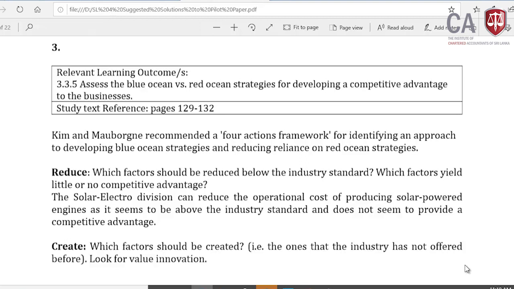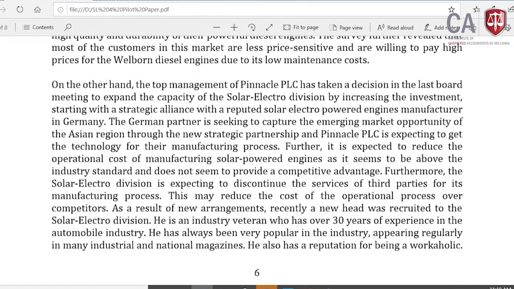Now look at that one. It is exactly from the given scenario. I read that one earlier, right? Clearly see this: further, it is expected to reduce the operational cost of manufacturing solar powered engines as it seems to be above the industry standard and does not seem to provide a competitive advantage.